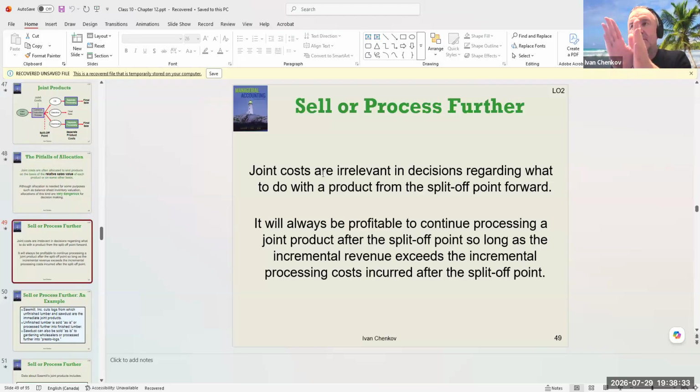Then we're going to see, at the split-off point where we are, going further, what's going to happen. It's always going to be profitable to continue processing a joint product after the split-off point as long as the incremental revenue is more than the additional incremental cost. What that means, let me show you on the Excel spreadsheet.